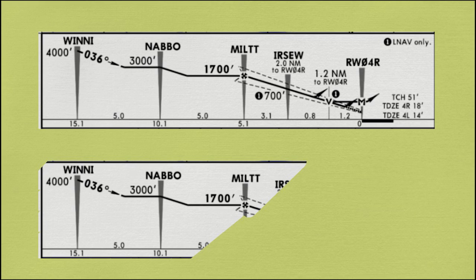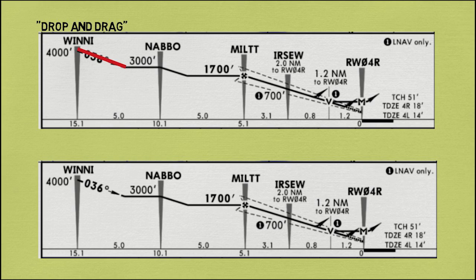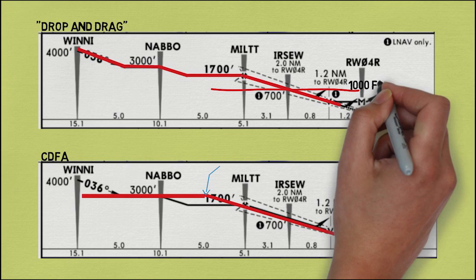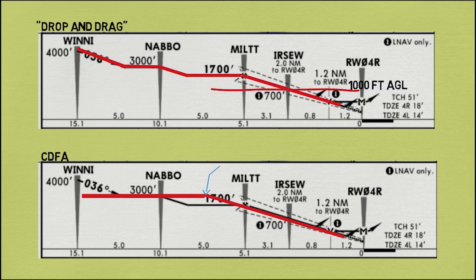Now take a look at this drop and drag profile and tell me. Do you want to follow the published procedure? Or do you want a higher platform for your final descent point? Remember, in managed mode, the aircraft creates a pseudo profile indicating the final descent as a blue arrow on the navigation display. A higher platform will give you better margins to be stable at 1,000 feet in IMC conditions.